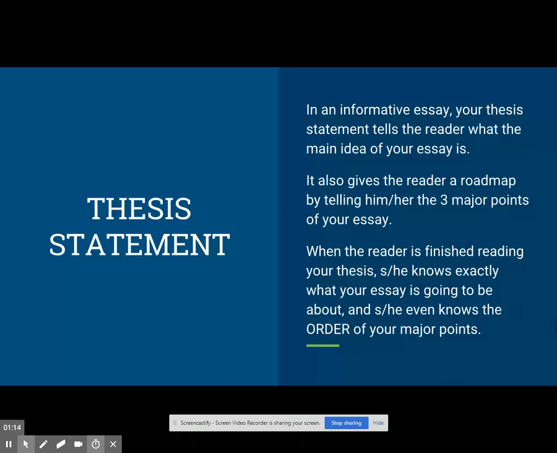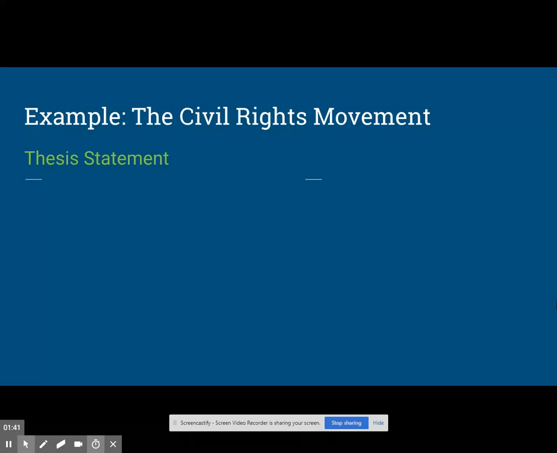As you know, you've already written your thesis statement in 1C. Your thesis statement told the reader what the main idea was, which was your historical event, as well as the fact that it was important historically because of causes and effects. It gave the reader a roadmap by telling that your 2 major points of your essay will be causes of the event and effects of the event. And it gave the order. You will first have a body paragraph about causes and second have a body paragraph about effects.